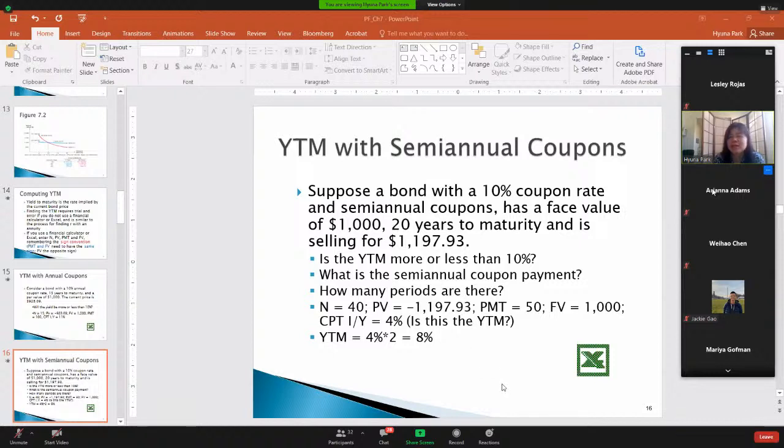So does anyone need an explanation on this semi-annual yield to maturity calculation? Raise your hand or write something on the chat box if you need. I see something on the chat box. Oh, yield to maturity is 8%. So you should be able to find, after entering this, you get 4% and you multiply it by 2 to get 8%.